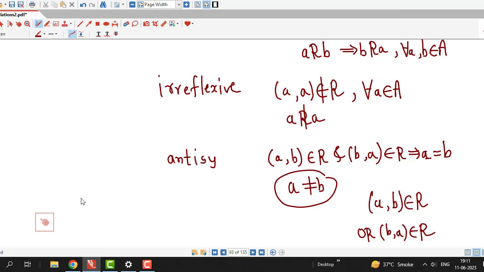And we have seen the transitive property also. The transitive property says that if element a is related to b and element b is related to c, then we must have element a related to c.